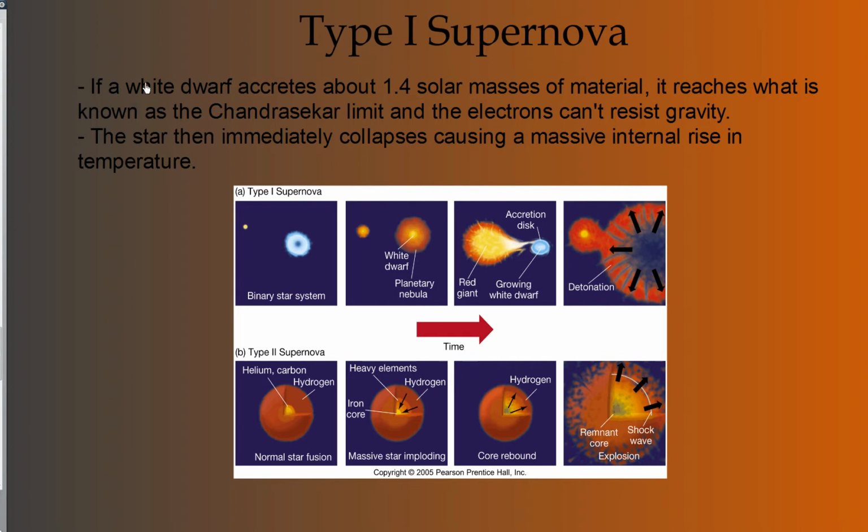But, as a white dwarf continues to steal more and more mass, eventually a limit is reached when about 1.4 solar masses of material has been gathered and accreted around the white dwarf. A limit known as the Chandrasekhar limit is reached, and electrons in this ionized gas can't resist gravity. So the star immediately collapses, causing a massive internal rise in temperature. And you see a picture of that here. It's called a Type 1 supernova. We're going to talk about Type 2 supernova after.